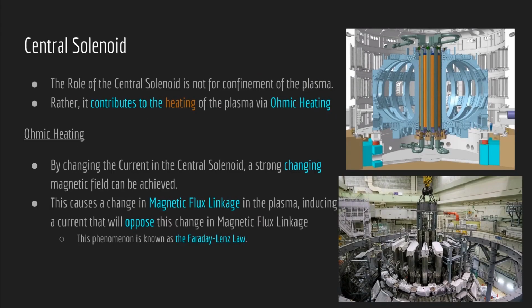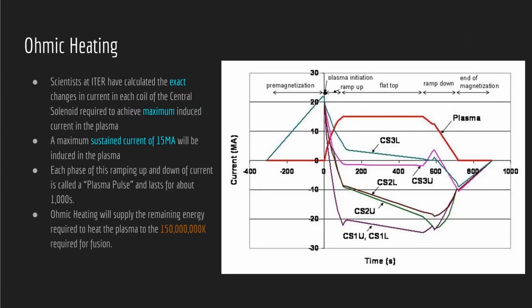Moving on to the central solenoid. The role of the central solenoid is not for the confinement of plasma. Rather, it contributes to the heating of the plasma via ohmic heating. Now, what is ohmic heating? By changing the current in the central solenoid, a strong changing magnetic field can be achieved. This will cause a change in the magnetic flux linkage in the plasma, which we know will induce a current that will oppose this change. This phenomenon is known as the Faraday-Lenz law.